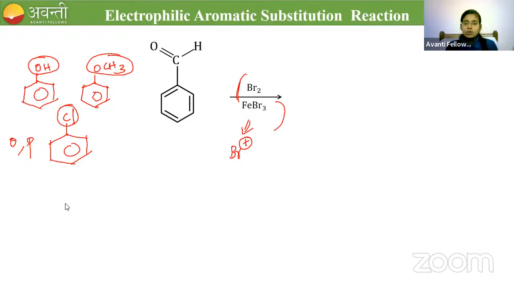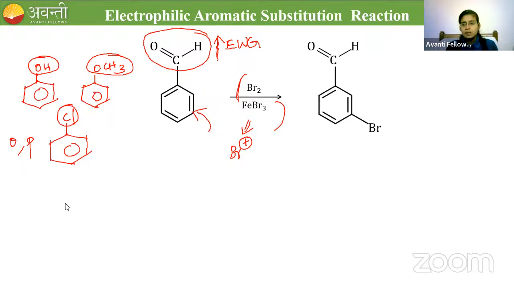But now, we have CHO attached to the ring. CHO is an electron withdrawing group. So the incoming electrophile will go to the meta position. Clear? So if electron donating groups are present on the ring, the electrophile will go to the ortho position and para position. If an electron withdrawing group is present on the ring, then it will go to the meta position.